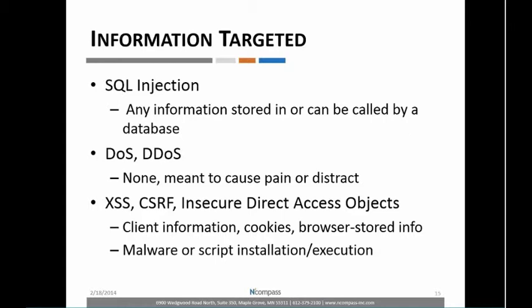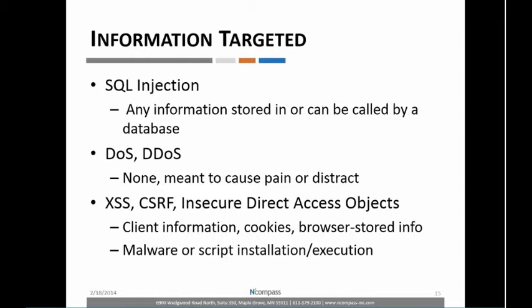Again, with denial of service and distributed denial of service, there's no information targeted there. Basically, they're either meant to just cause pain, like Anonymous, you've probably heard that in the news. They're saying they're going to take down Facebook, they're taking down these other websites. They're basically meant to cause pain or be a distraction so that you can run some other attack in the background while admins are trying to figure out what the heck is going on with the front end, and you're coming in on the backside and attacking things that way.